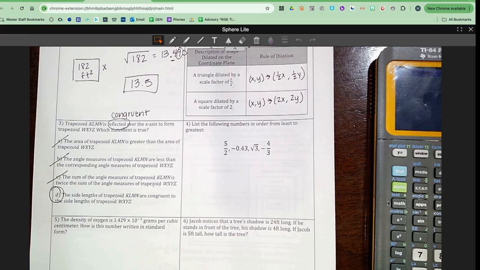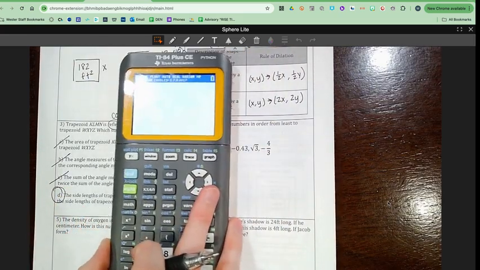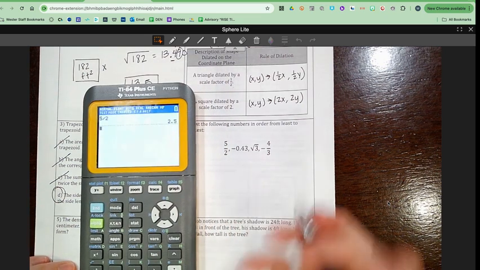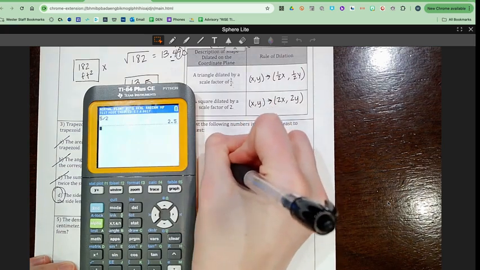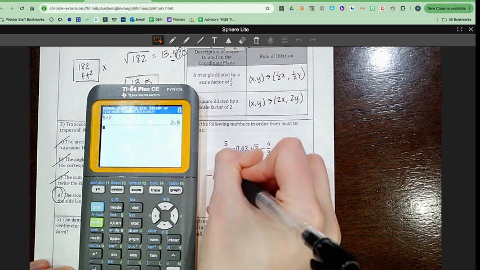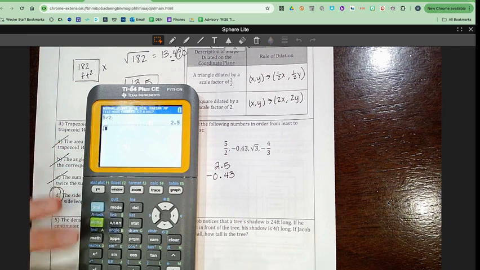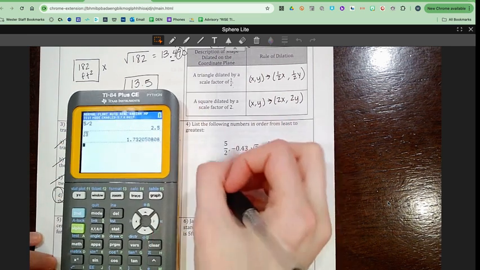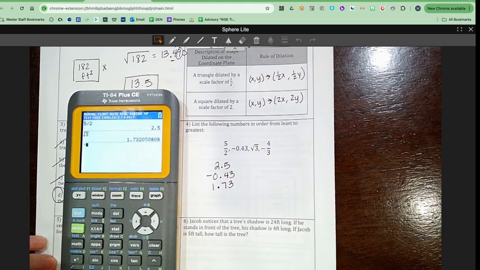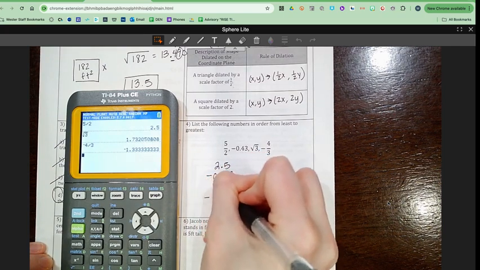Put the following numbers in order from least to greatest. I'm going to put them in the calculator and make them all decimals first. So the first thing I'm going to do is we have 5 halves, so we're going to do 5 divided by 2, which is 2.5. This one is already a decimal, negative 0.43, negative 43 hundredths. Square root of 3, we're going to do second x squared for 3, and I have 1.73. And then negative 4 divided by 3 gives me negative 1.3.